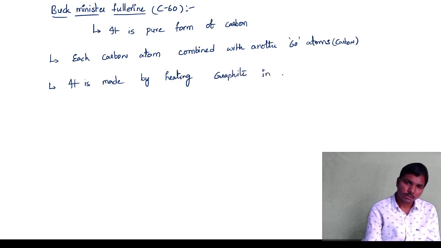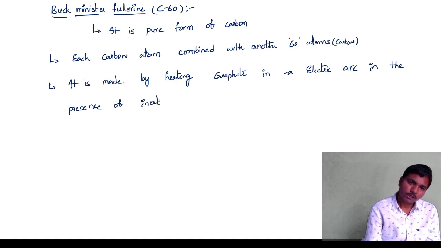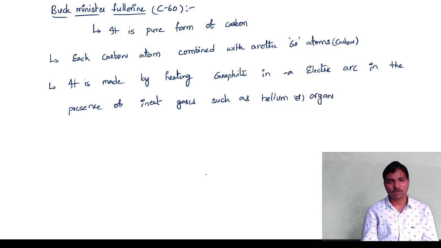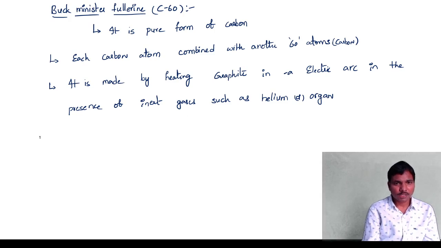Right? In an electric arc, in the presence of inert gases such as helium or argon. Okay, and where we are using this C60, it is in the form of football shape.